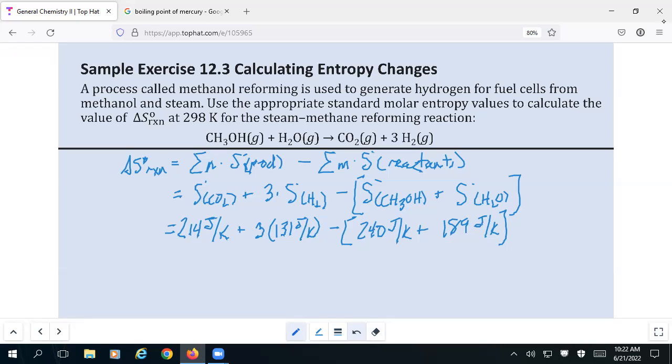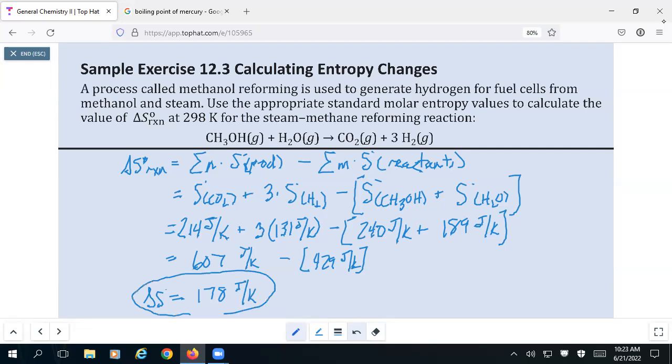So if I put the products together, 214 plus 3 times 131 is 607 joules per Kelvin. On the reactant side, 240 plus 189 is 429 joules per Kelvin. And so our change in entropy, 607 minus 429 would be 178 joules per Kelvin.